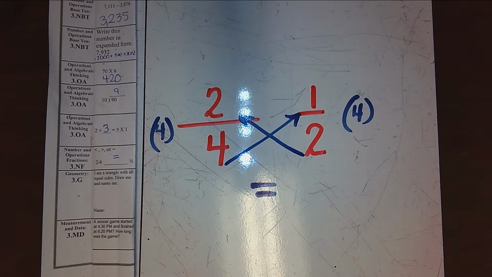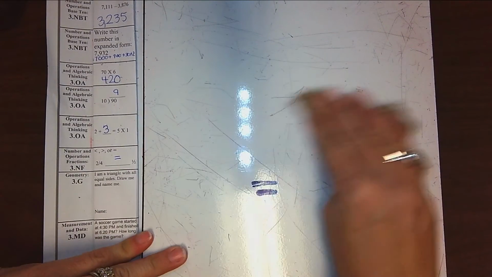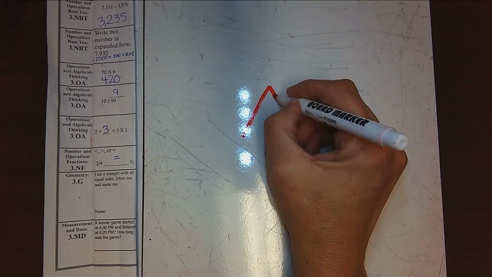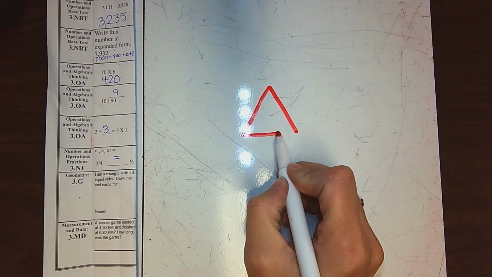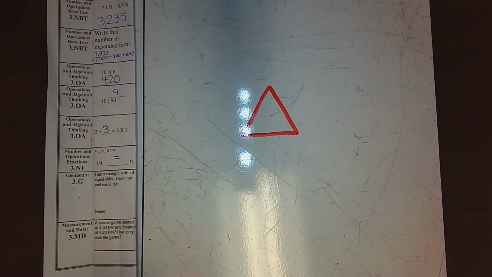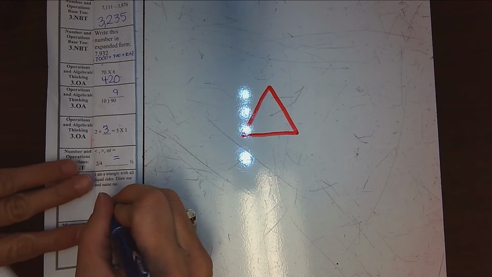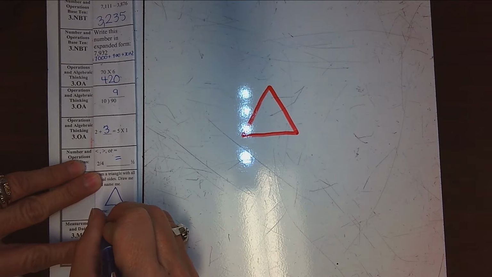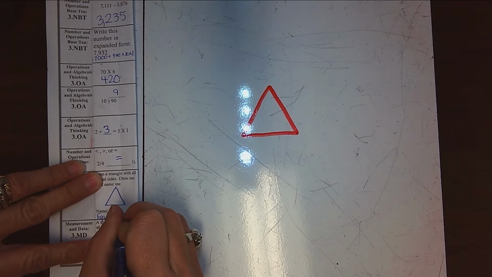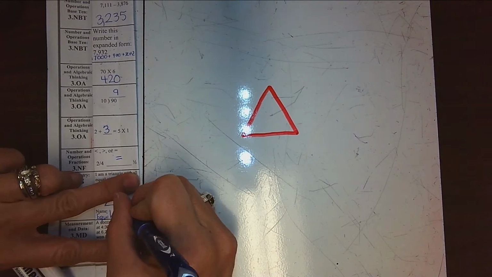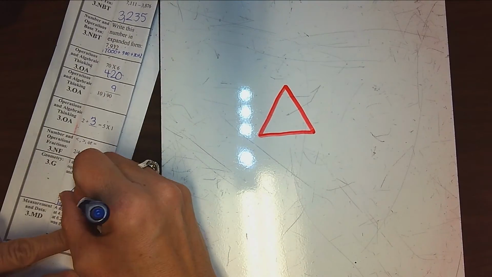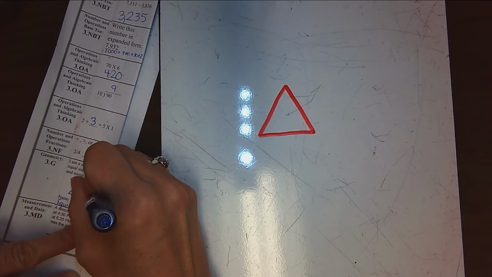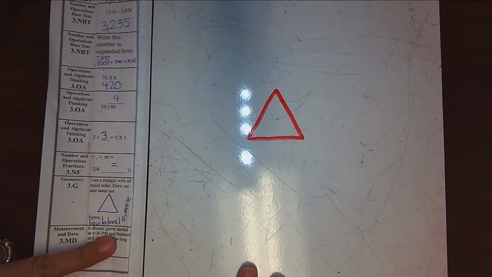I am a triangle with all equal sides. Draw me and name me. Well, if everything is equal, all the angles are equal, all the sides are equal. This is an equilateral triangle. I have to squeeze my word in. All right, equilateral triangle.